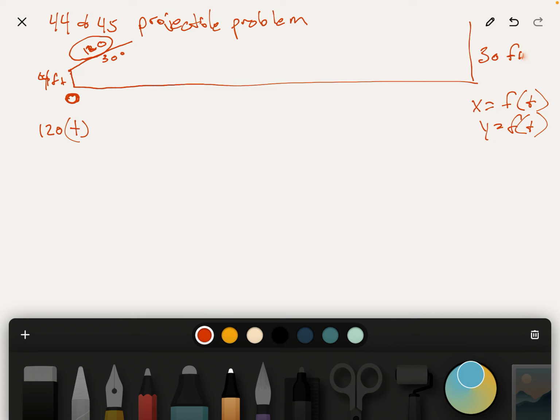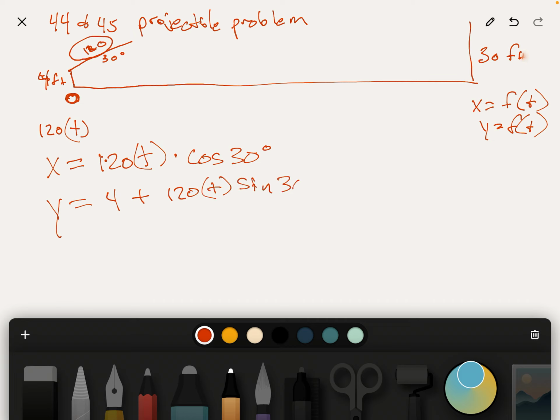And so the x-coordinate is going to be x equals 120t times cosine of 30 degrees. And y is going to equal, well, first of all, it starts at 4, so 4 is a constant. We'll put that in there right away. 4 plus 120t times sine 30 degrees. But we have to subtract its rate of falling towards the center of the Earth, which is 16t squared.